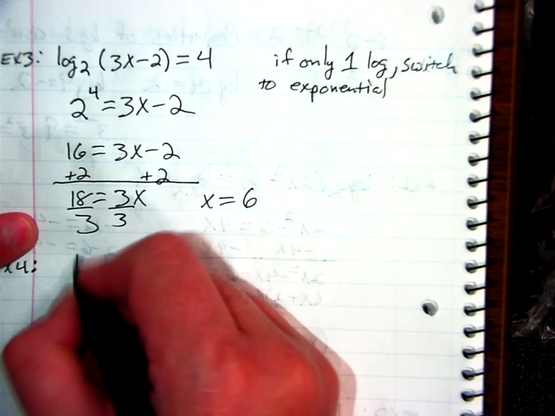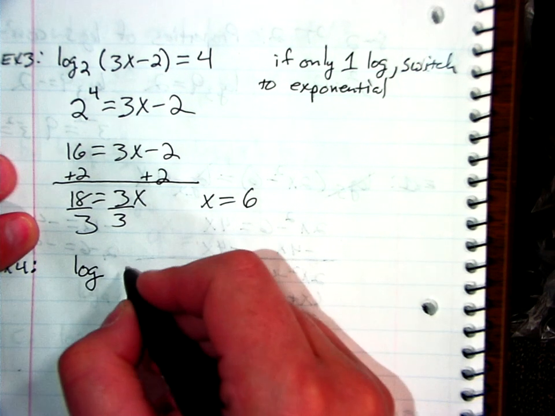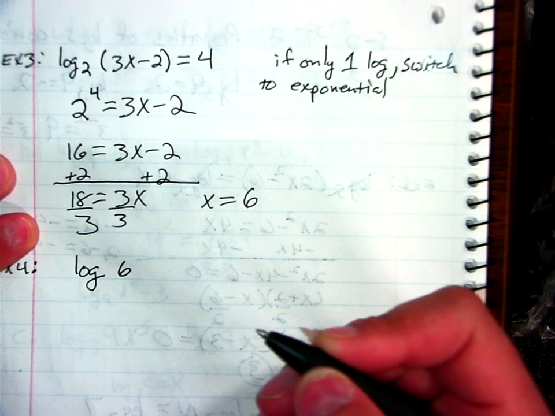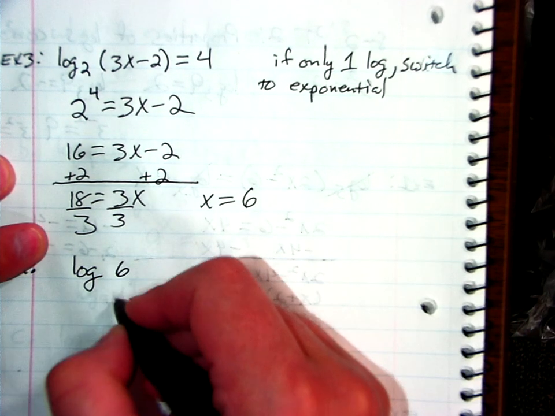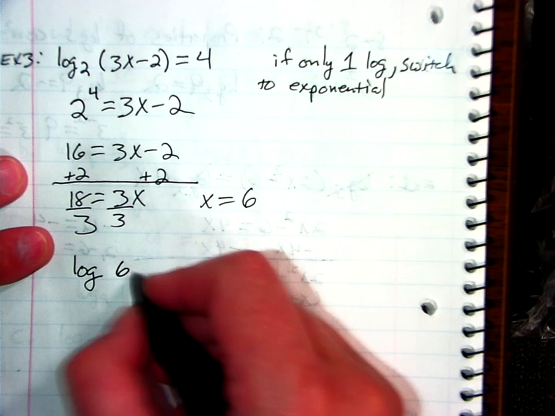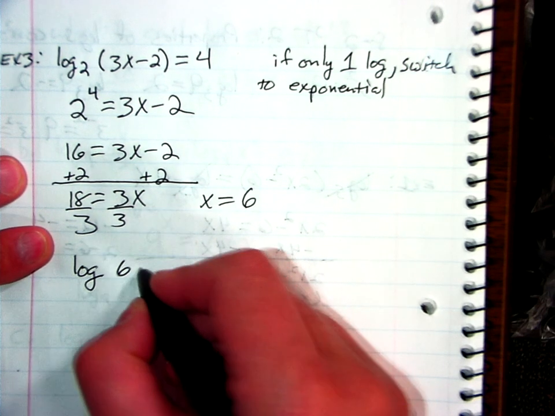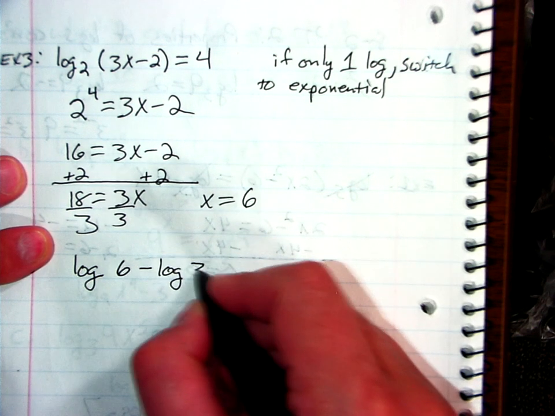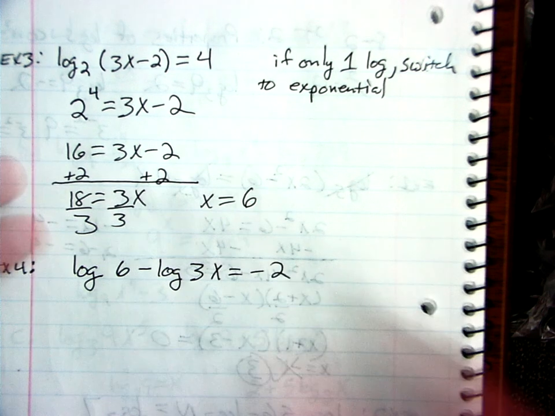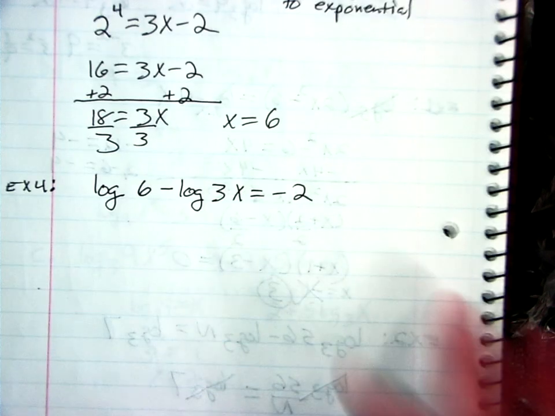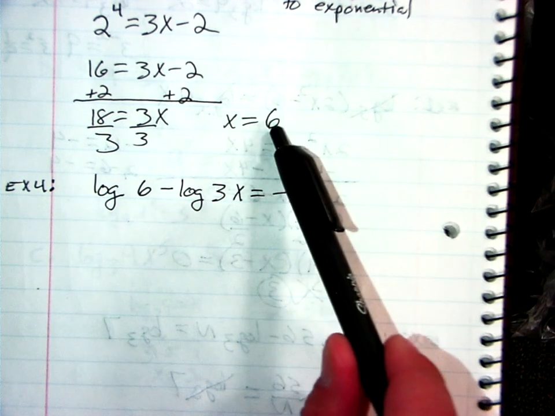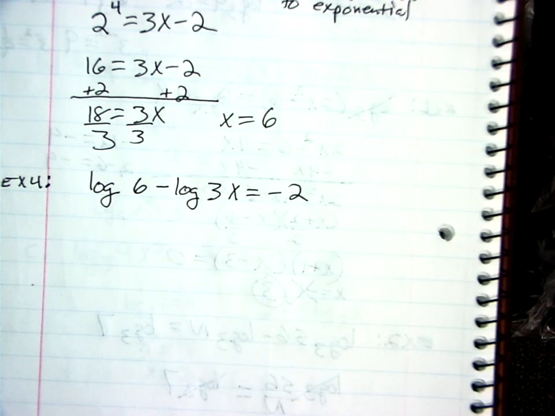All right. Question for someone smart. Kate, there's not a base, so what is it? Good job. It's called the common log. We don't write it. So log base 10 of 6, minus log base 10 of 3x, equals negative 2. It's not wrong. It's like writing a plus sign in front of a number. Like if I was to write a plus sign in front of the 6, you could do it, but it's not necessary.